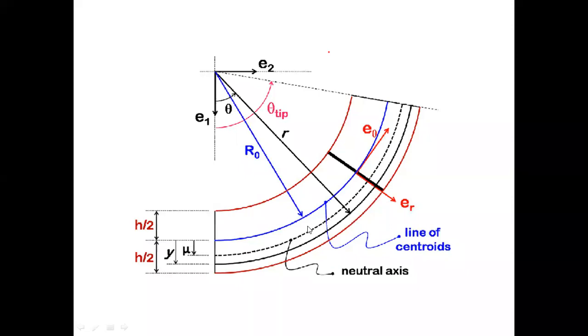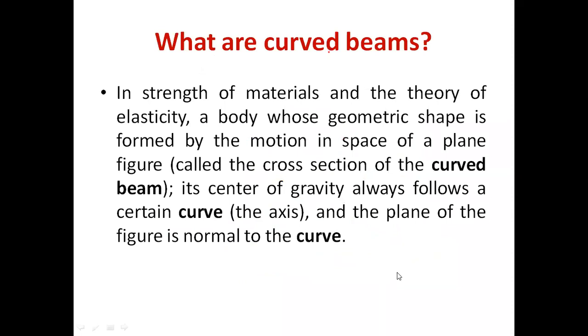But what is this black dotted line? This black dotted line is the neutral axis. Have you seen the difference? This is the line of centroid and this is the neutral axis. These two are not lying in the same plane. That is what happens in the curved beam. I think in this picture also you can observe carefully. But in the straight beam, both the neutral axis and the line of centroid will lie in the same plane. Understand?